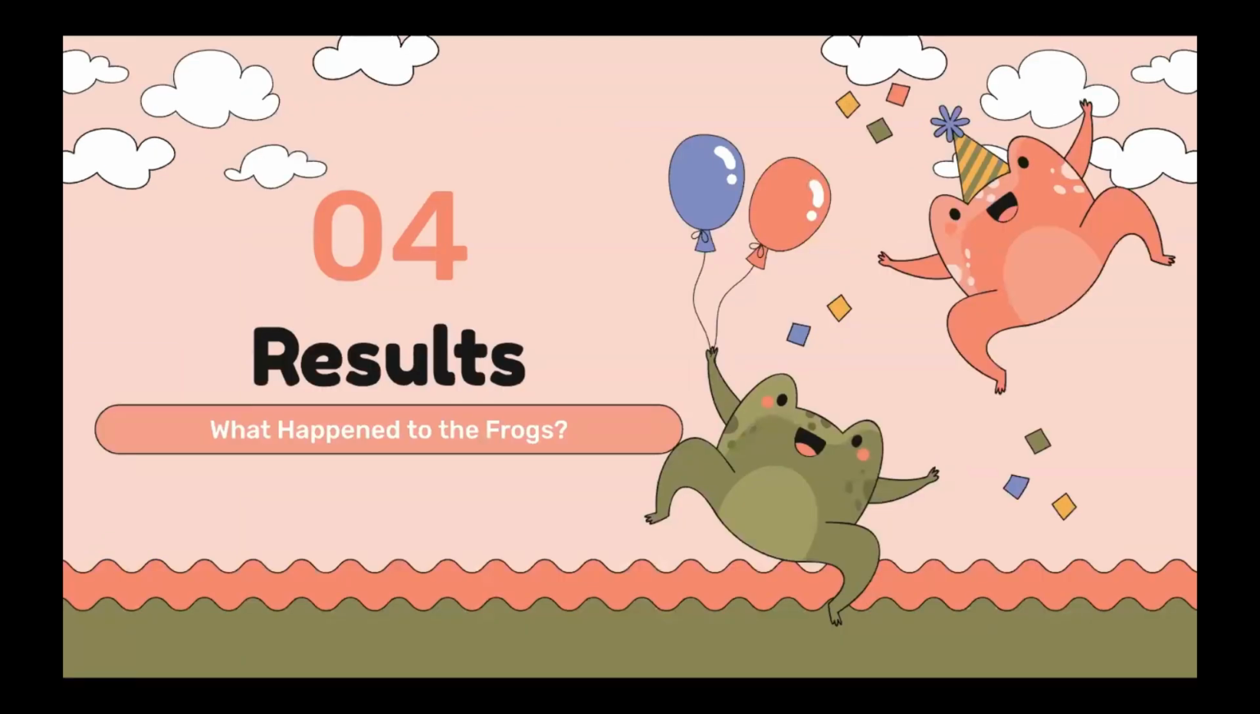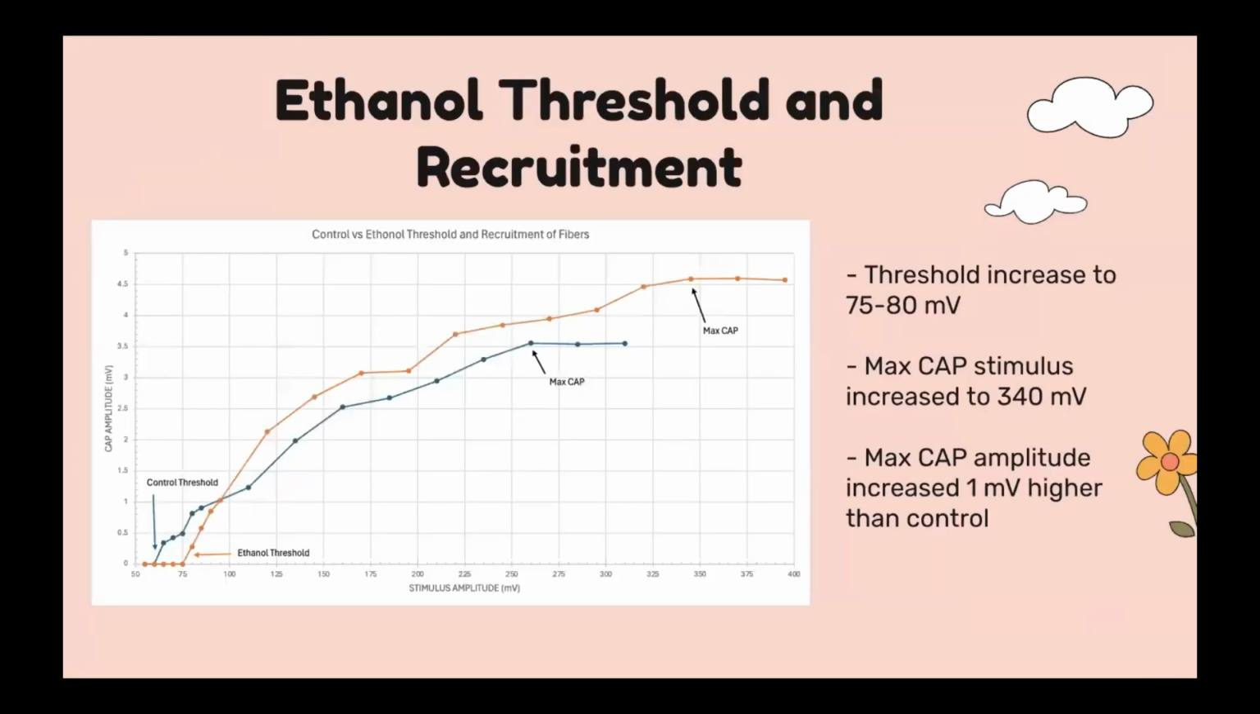So what happened to our sciatic nerve when we exposed it to these drugs? It was seen that as compared to our control, ethanol increased the threshold and the max cap stimulus. The increase of threshold shows that the A alpha fibers in the axon had a big enough increase in membrane fluidity to cause a shift of the voltage-gated sodium channels. The new orientation caused an increase in stimulus needed to reach threshold as compared to before.